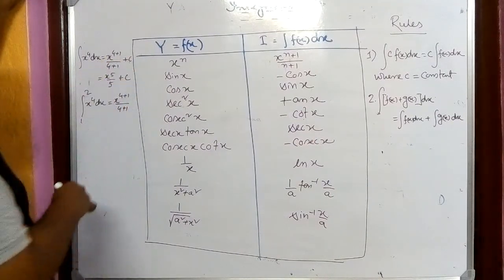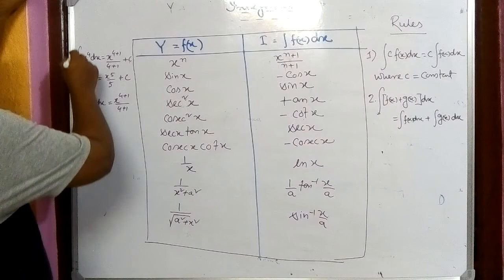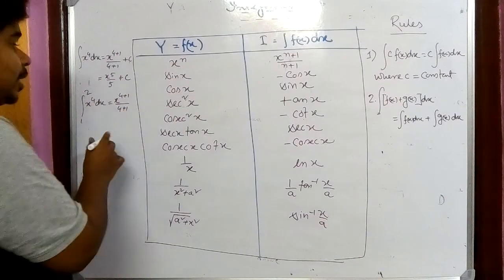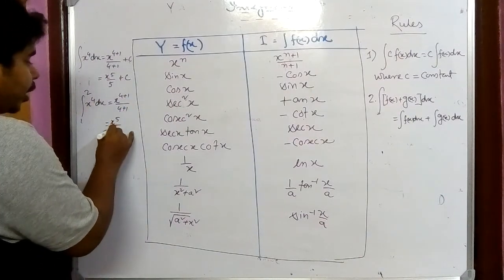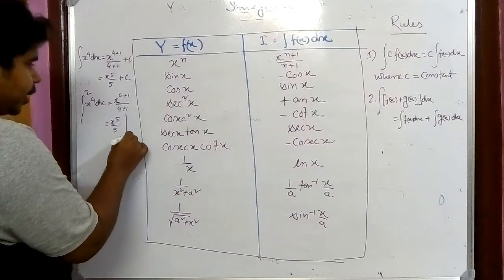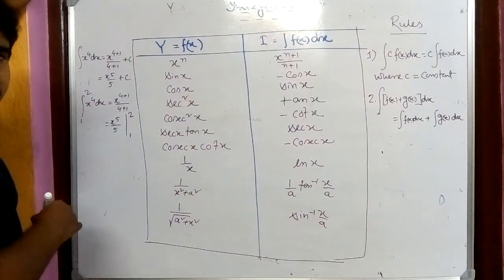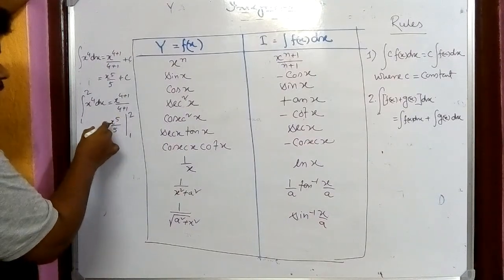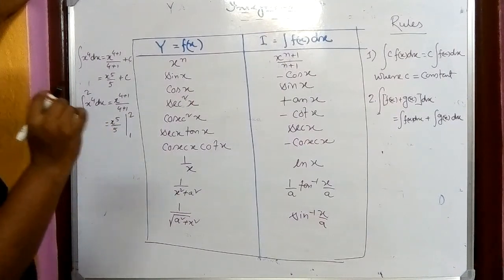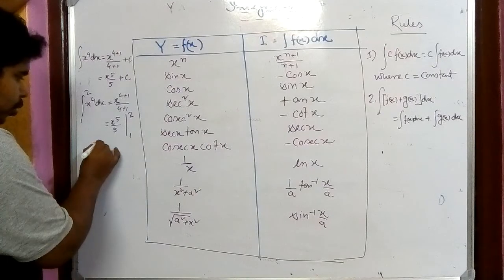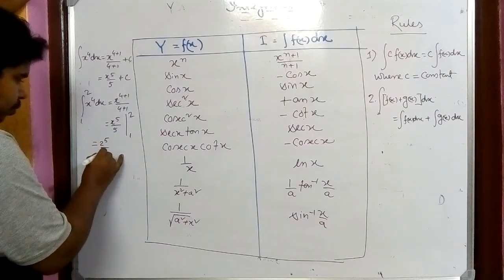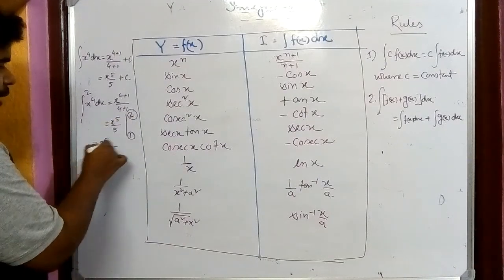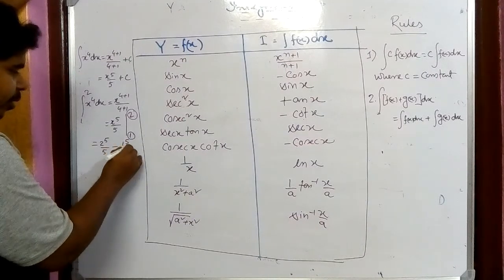But here we do not write c. C is only when no limit is given. If the limits are given to you, you shouldn't write any c there. So it is x to the power 5 by 5. Now you have to write here the limits 1 to 2. Now what you know, it is upper limit minus lower limit. Upper limit means in the place of x you have to write 2. So 2 to the power 5 by 5 minus, then lower limit, so 1 to the power 5 by 5.